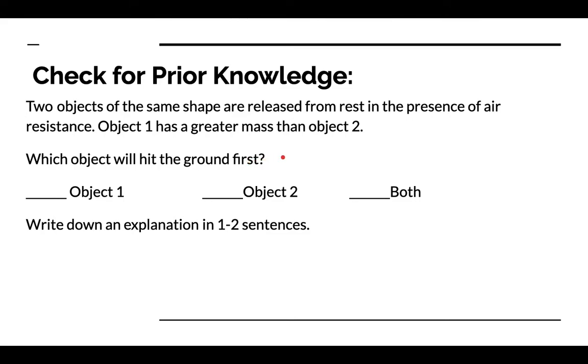In Unit 1, we saw that both objects will hit the ground at the exact same time due to the fact that the acceleration of gravity acts on both objects equally. However, in this case, we're now considering that there is also air resistance. So please take a moment to think over your responses and write down an explanation in 1 or 2 sentences in your Bellwork packet.